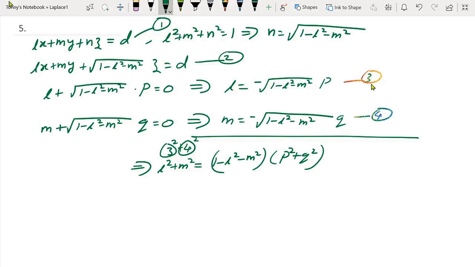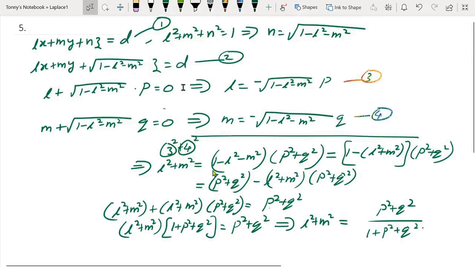Next we consider 3 square plus 4 square. We square these two equations and then take the sum. So LHS becomes L square plus M square and RHS is (1 minus L square minus M square) into (p square plus q square).